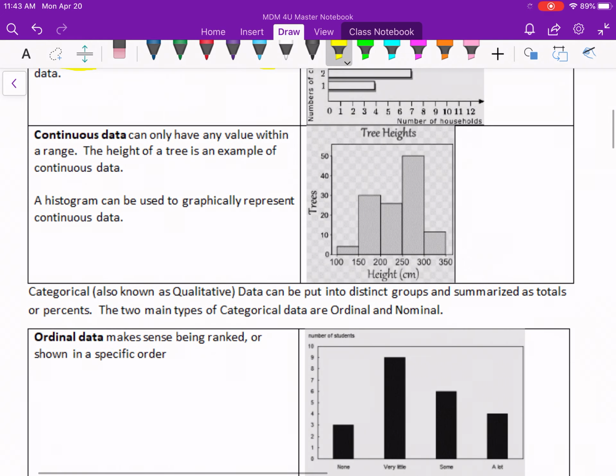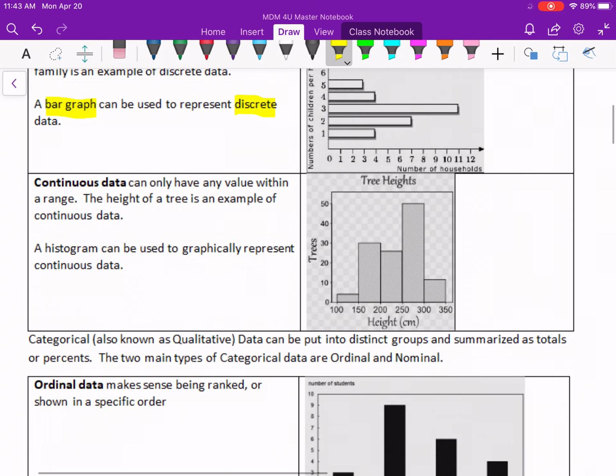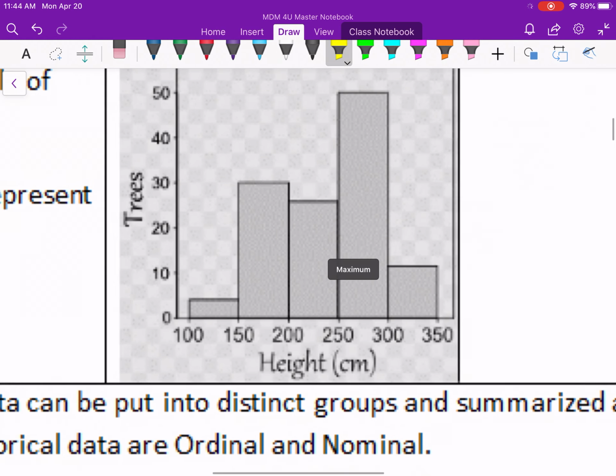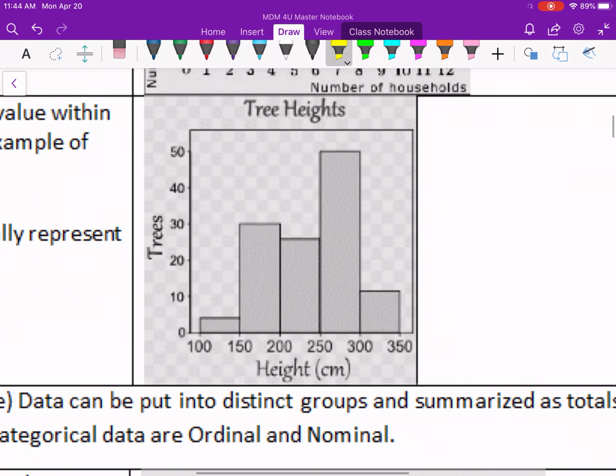Continuous data can have any value within a range. So the height of a tree or the height of anything is an example of continuous data. And then we definitely want to use something like a histogram to represent it. A histogram looks like a bar graph, but the key feature of it is that it has all the bars together. Let's take a closer look at this. This is definitely a histogram.